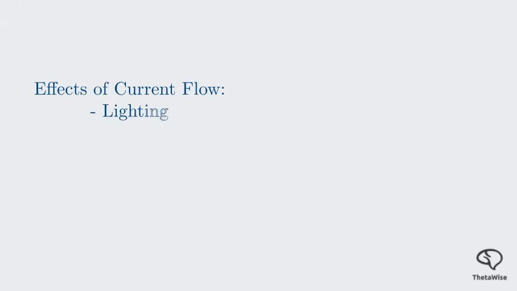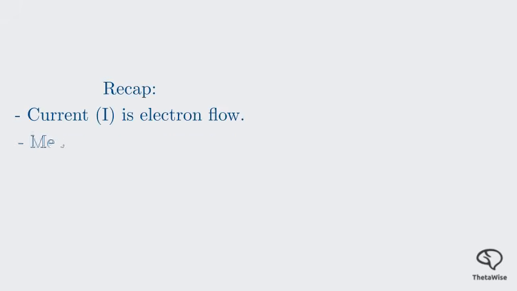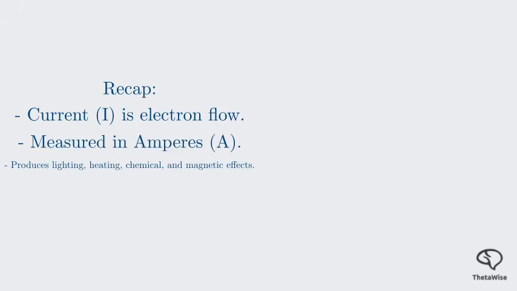Electricity, through current flow, produces several crucial effects. It provides lighting, like in our homes and street lamps. It generates heat, which is how appliances like electric kettles and heaters work. And it produces chemical effects, as seen in batteries and electrolysis. Finally, current creates magnetic fields, a principle that drives motors and generators. So, to recap this section, current is the flow of electrons. It is represented by I and measured in amperes, and its effects are what make modern technology possible.